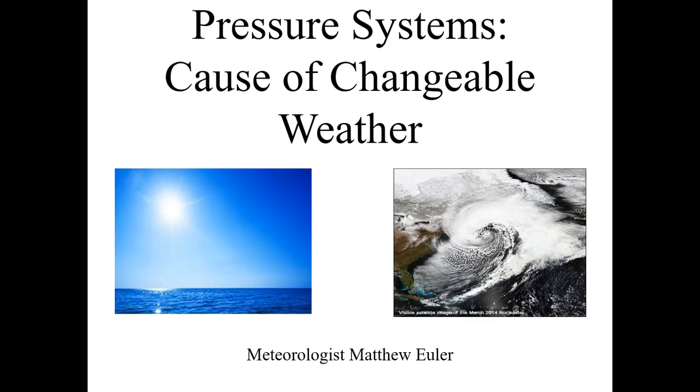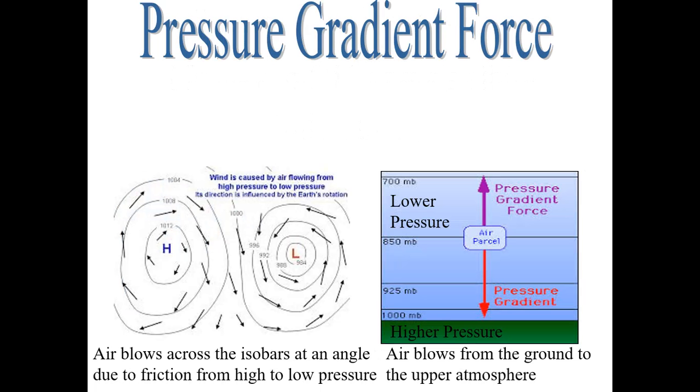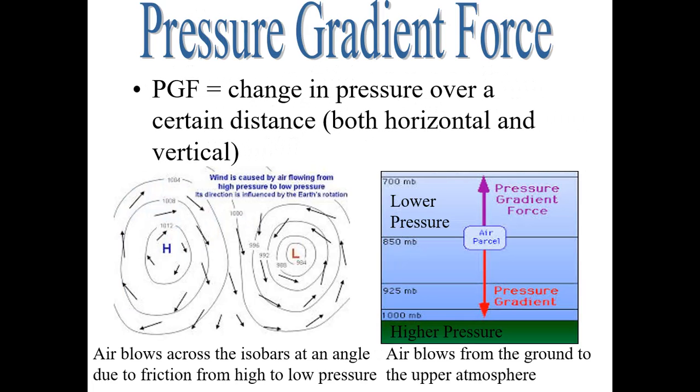The image on the right is a visible satellite image of a March 2014 nor'easter, a special type of extratropical cyclone that moves up the East Coast, and that is associated with lower pressure. So we're going to get into the causes of the changeable weather, the pressure systems, in this video. All right, so first let's talk about something very important that's known as a pressure gradient force.